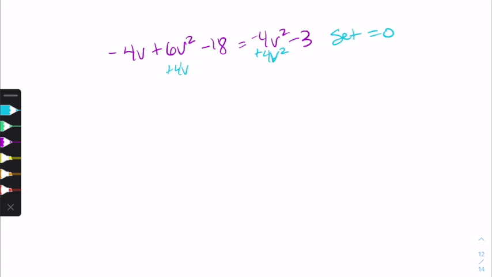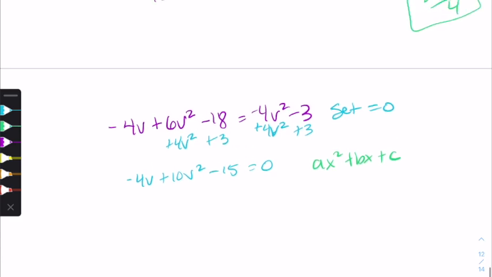So just because there's less terms. Plus 3 plus 3. So I have negative 4v, 6v squared plus 4v squared is 10v squared. Negative 18 plus 3 is negative 15 equals 0. Okay? But remember, we have ax squared plus bx plus c. So this is out of order, right? We would do v, then v squared, then negative 15. So I'm going to rewrite it so it's 10v squared minus 4v minus 15.